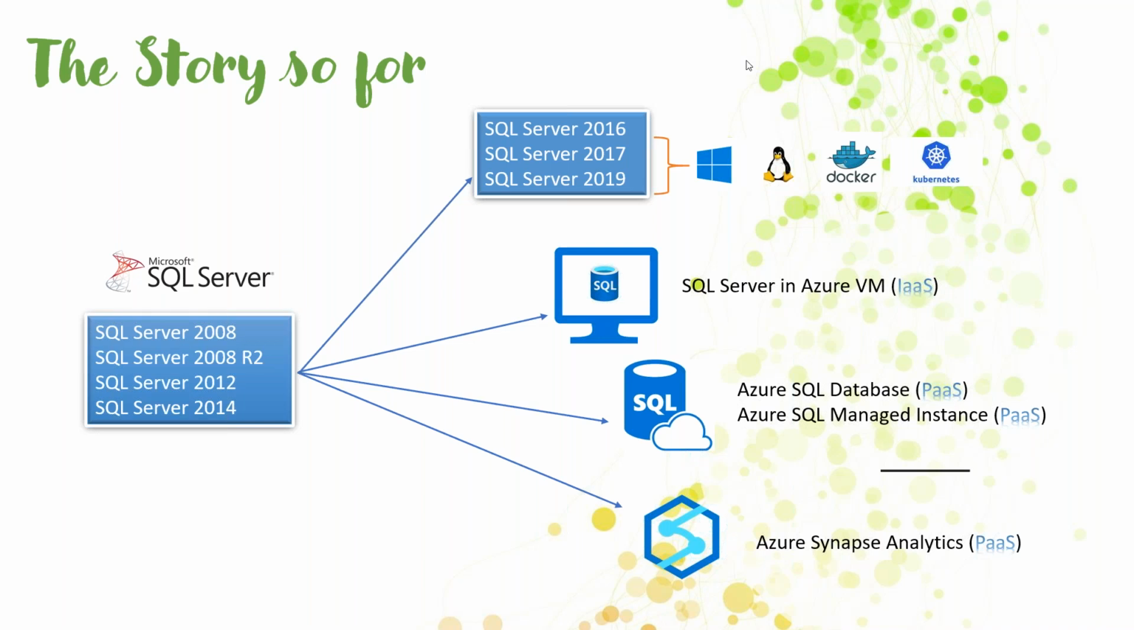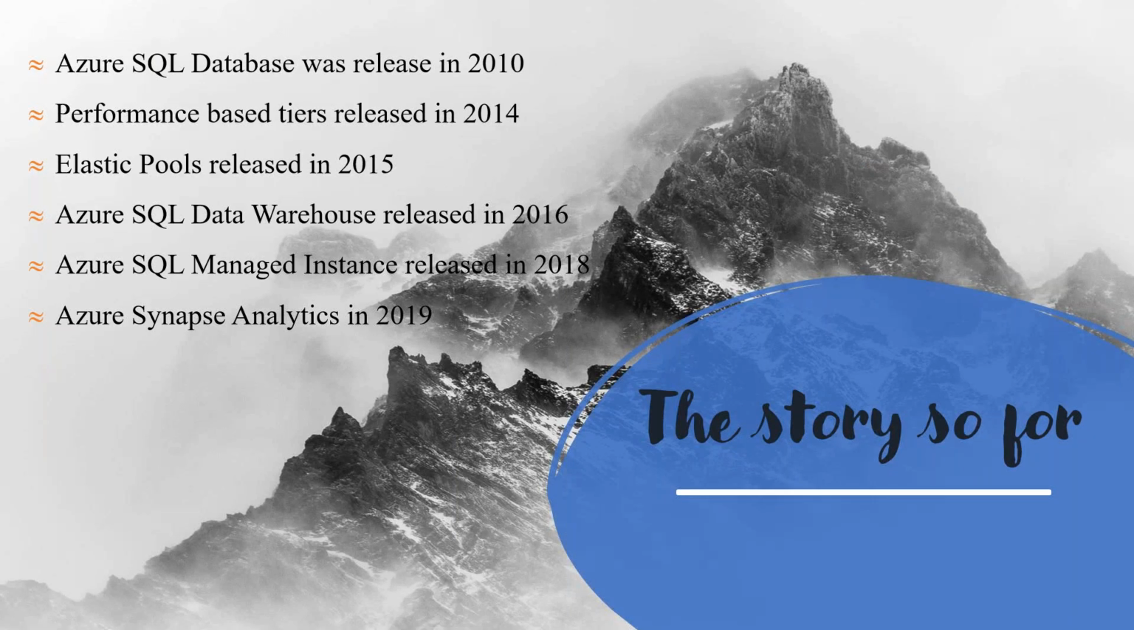Earlier we had Azure SQL Data Warehouse, which was introduced with SQL Server 2016. Azure SQL Database was released in 2010, performance-based tiers in 2014, Elastic Pools in 2015, Azure SQL Data Warehouse in 2016, and Azure MI in 2018. Microsoft has now redesigned Azure SQL Data Warehouse, and we now call it Azure Synapse Analytics, which was released in 2019.